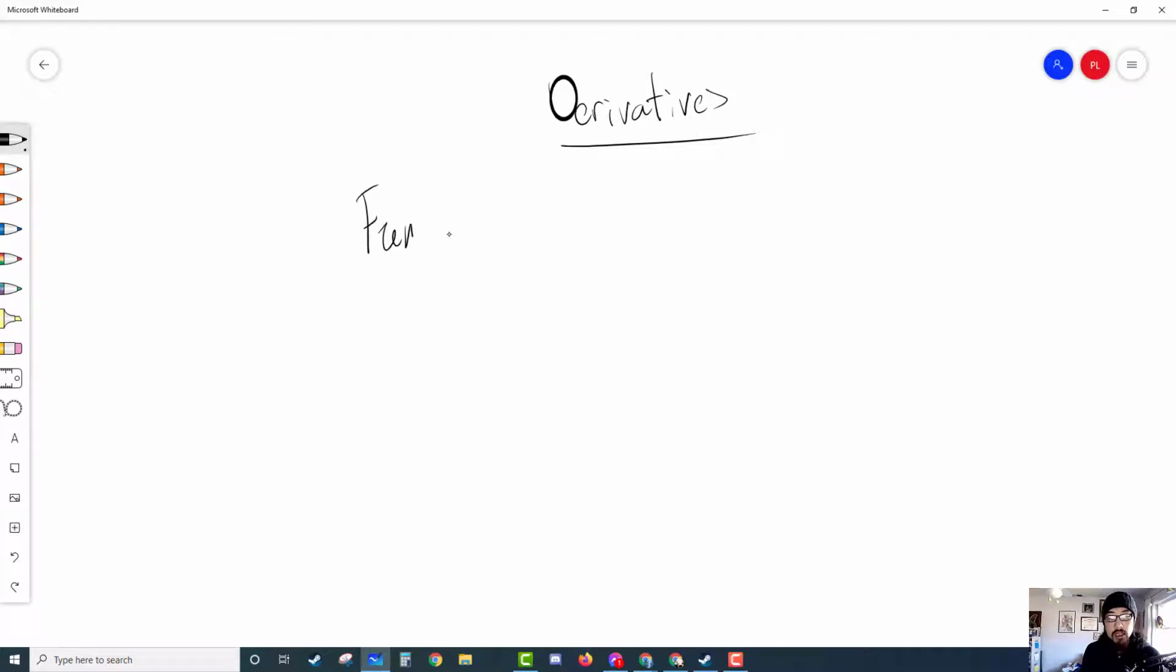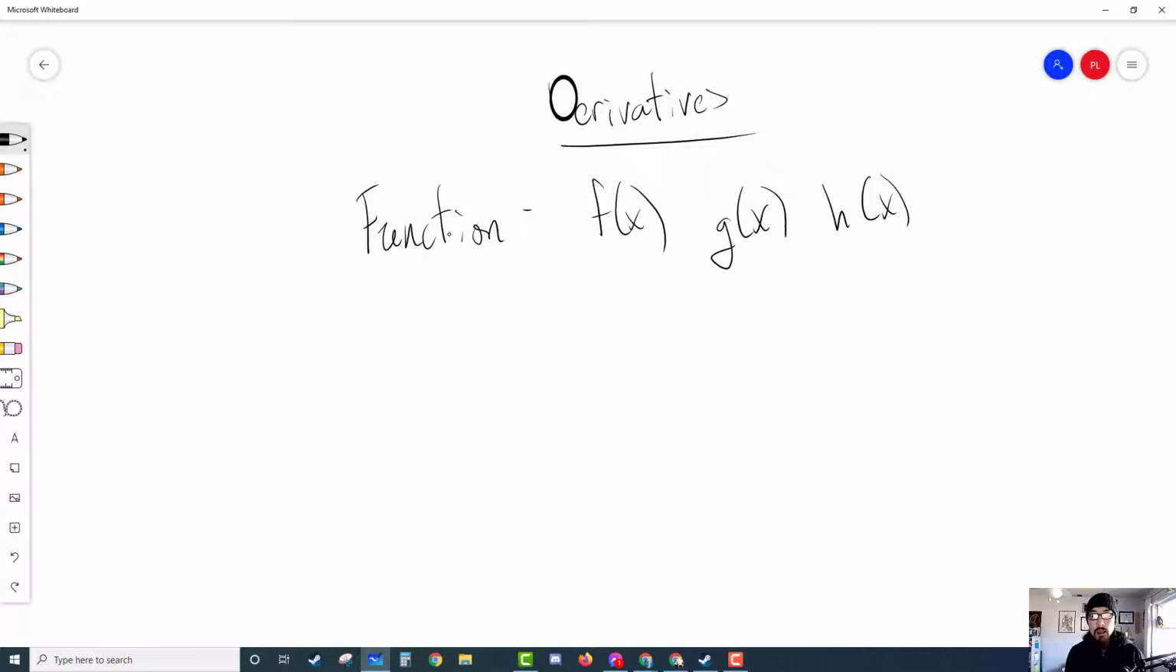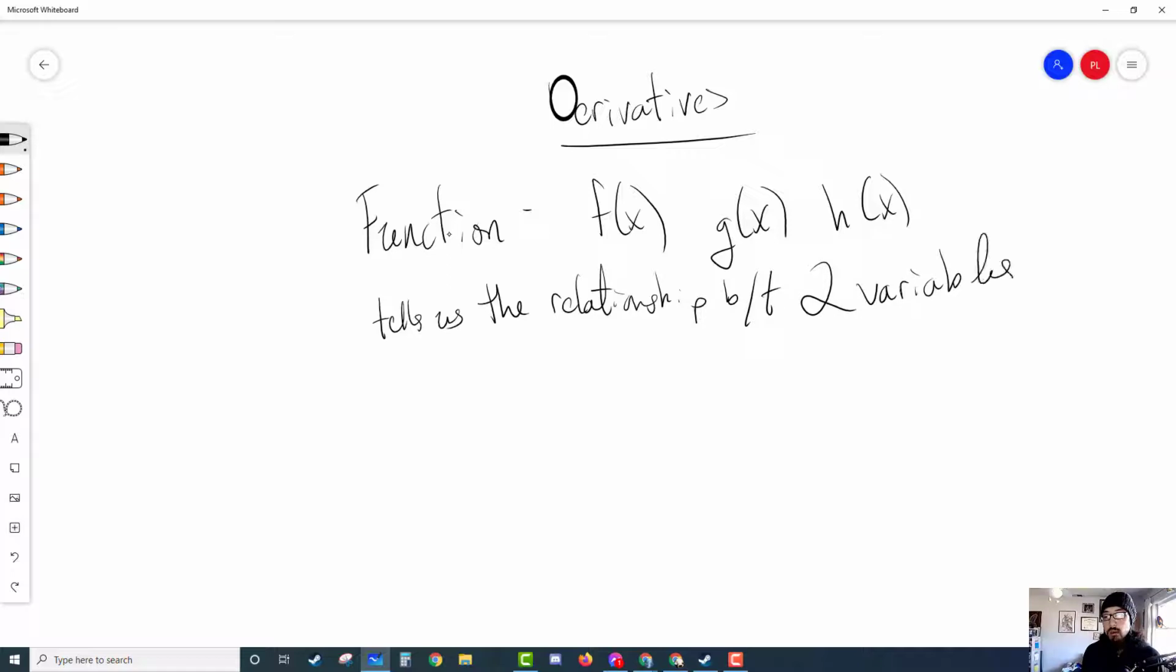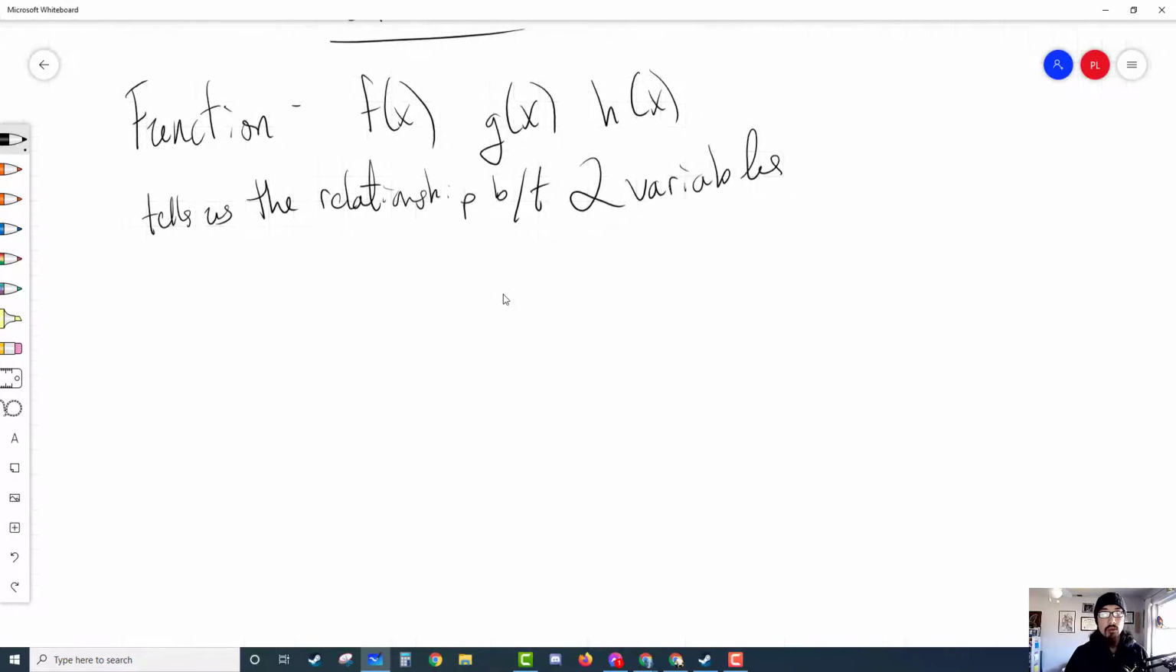So the first definition is the definition of a function. Now, oftentimes in math class, we will see function written as f of x. Now, sometimes you might see g of x or h of x. All right, so there's a lot of different letters that we can put in front of it, but usually f of x is how we write function. Now, for us here in physics, functions have a very specific meaning. Functions tells us the relationship between two variables.